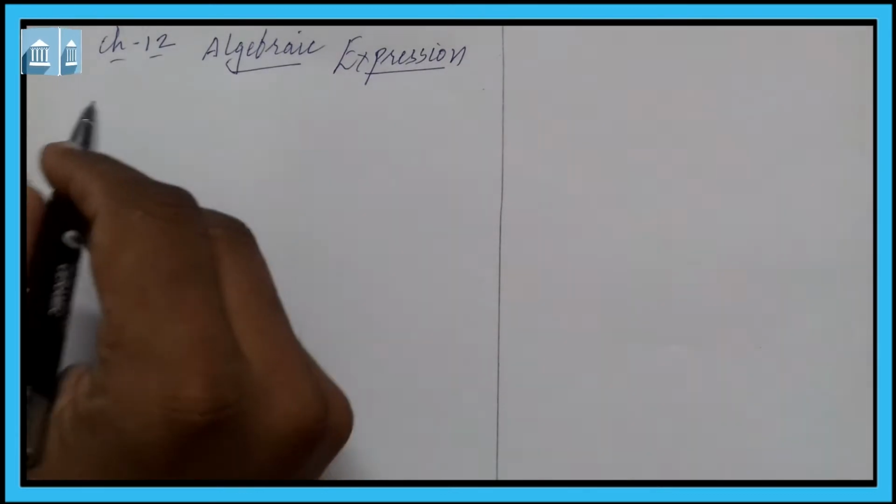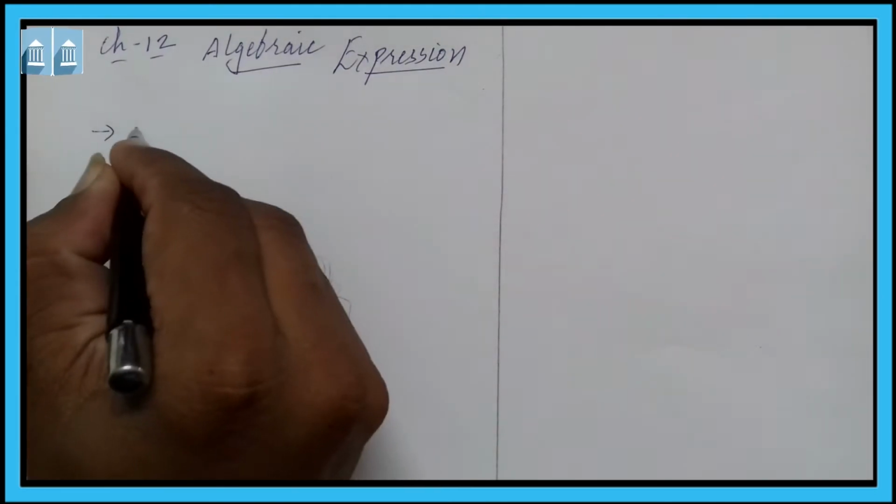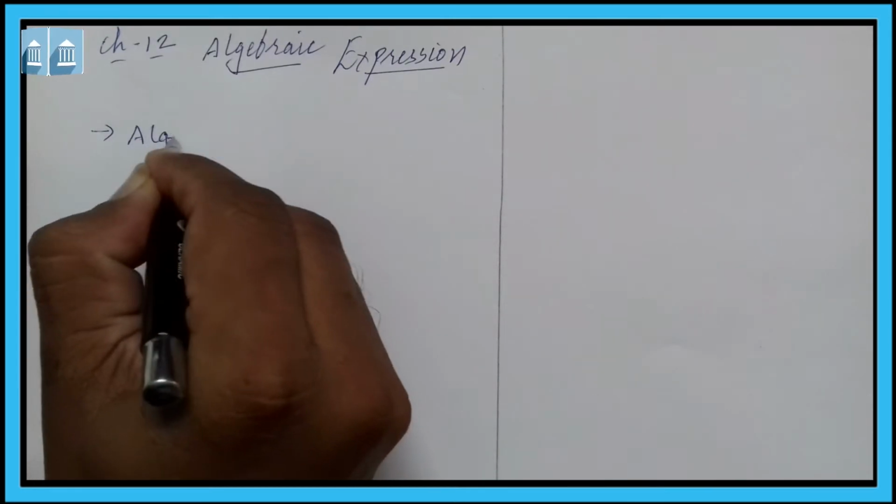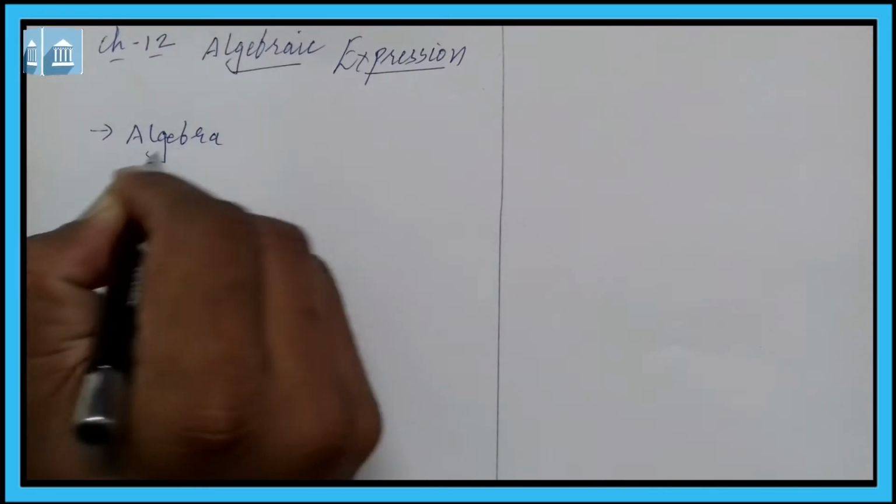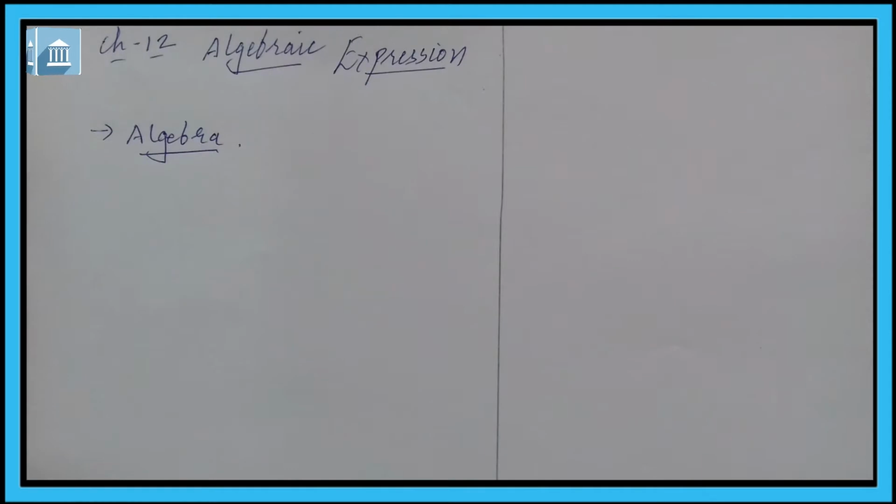Today we are going to learn about chapter 12, algebraic expression. Before learning it, let us first clear that in 6th standard you had learned about algebra, and we all know what algebra is. It is one of the branches of mathematics. In 6th standard we had learned about algebra.